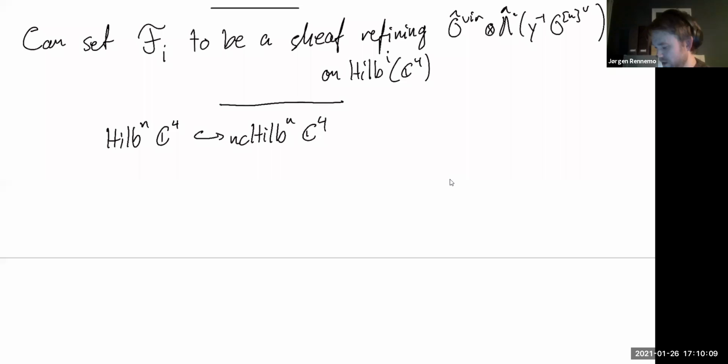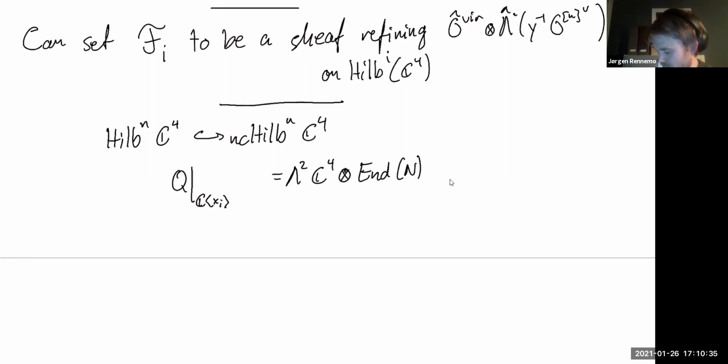So Hilb sits inside NC Hilb, and we want to produce an SO bundle on NC Hilb. So we're in NC Hilb, right? A point is a surjection from this polynomial ring to some module. And I claim the fiber at a given surjection should be wedge 2 C^4 tensor the endomorphisms of the vector space underlying that module.